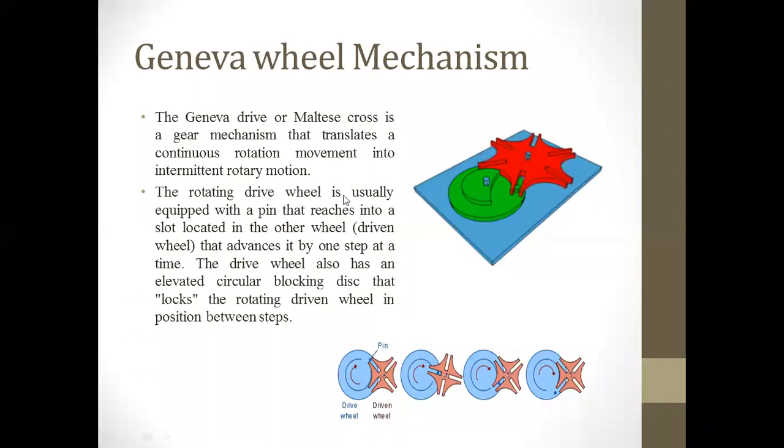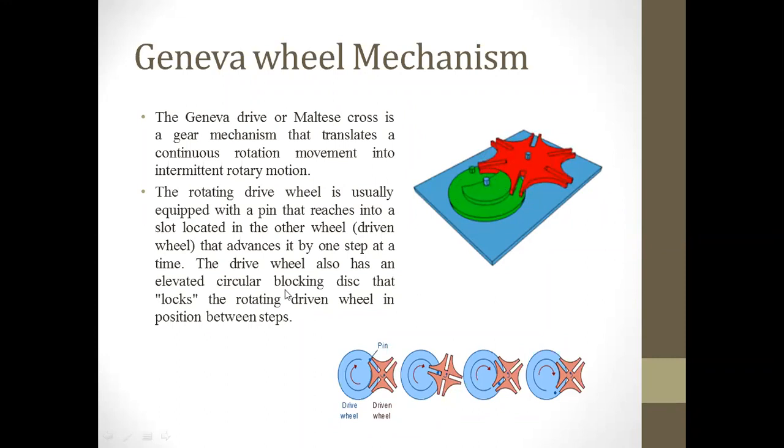The rotating wheel or the drive is usually equipped with a pin. So there is a pin here that reaches into the slot of the other wheel, and it advances one step at a time. Once the pin engages with the wheel, it will advance by one movement. For one rotation, it advances one quarter, and for another rotation, it will advance the wheel by another quarter. Here there are four or five slots which can be made.